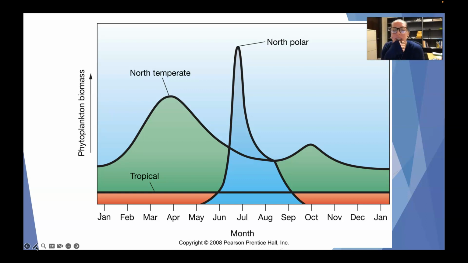So what we're looking at here is months on the x-axis and phytoplankton biomass on the y-axis. And we can see here, with the bottom line being tropical, this green curve being north temperate, and this light blue curve being the north polar, we can see that there is a much, much greater response in the phytoplankton biomass in the summertime for the north polar area.